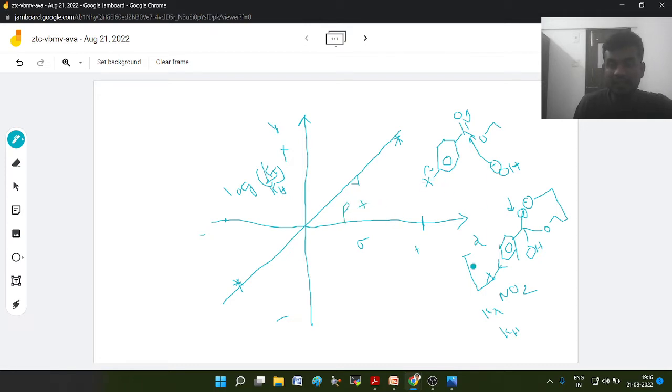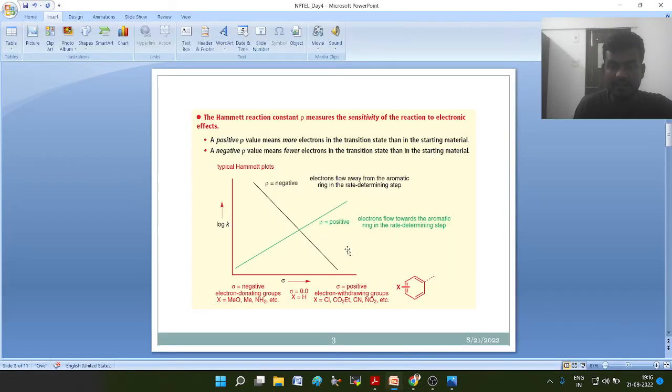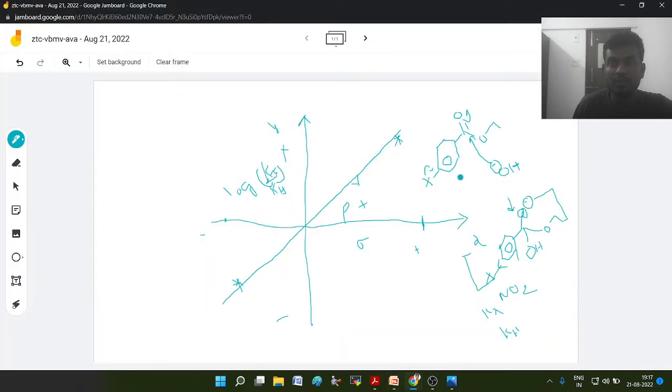And what is it saying in terms of electronic effect, that was there in the slide? Positive rho value means more electron in the transition state than in the starting material. So you see why more electron. OH minus will attack here, so there will be an increased electron density here. So O minus will be there, and then the electron withdrawing effect will pull toward this side. Overall, this molecule has higher electron density.